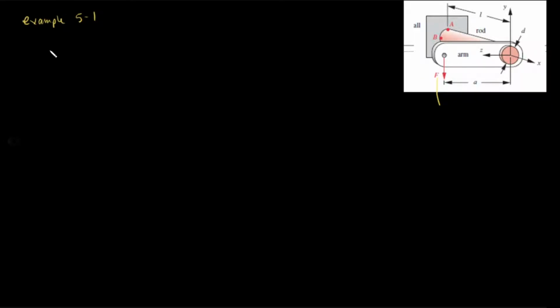Okay, so we have the stresses at two points, point A and point B. Let's say we don't know exactly where the greatest stress is going to be, but we can take a look at them. So we can look at point A, and at point A we have a stress element here.